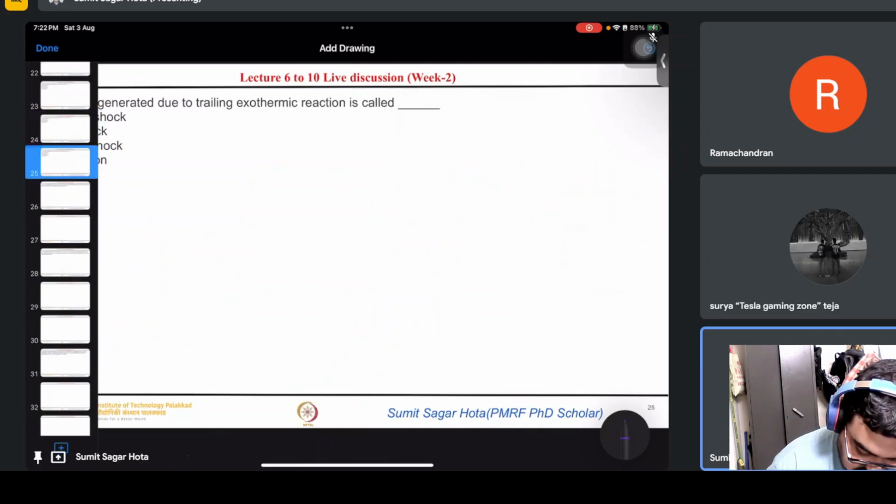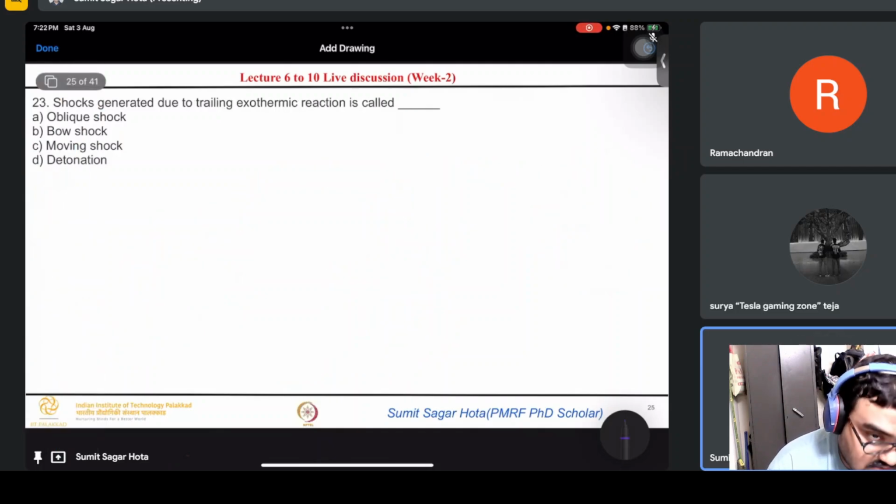So let's go to the next one. The shocks generated due to the trailing exothermic reaction are called what? Obviously exothermic means the temperature will increase. Among all these three conditions, in which case will the temperature increase? Obviously it's a detonation.